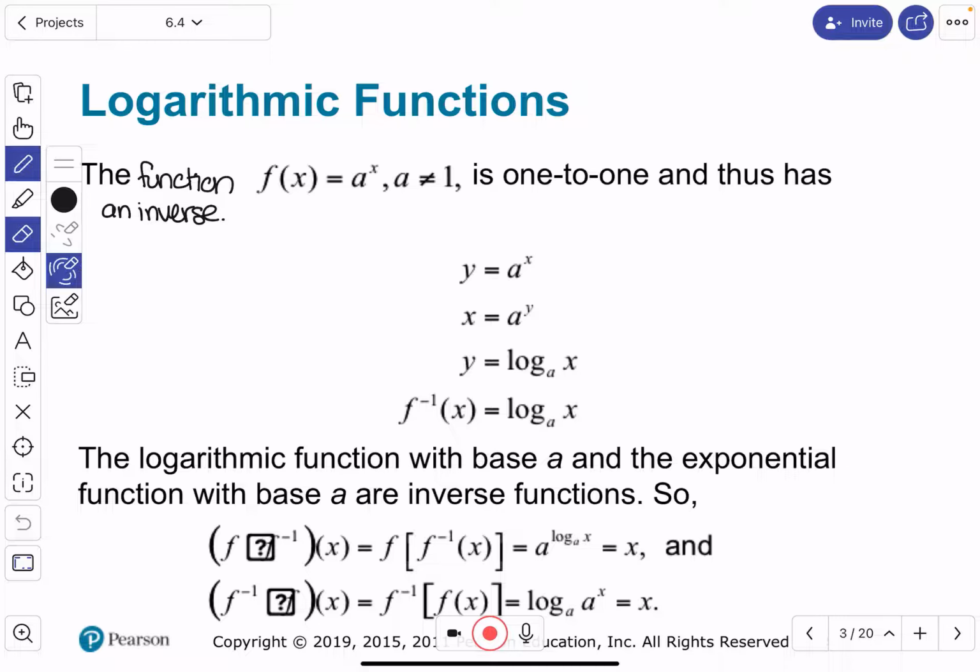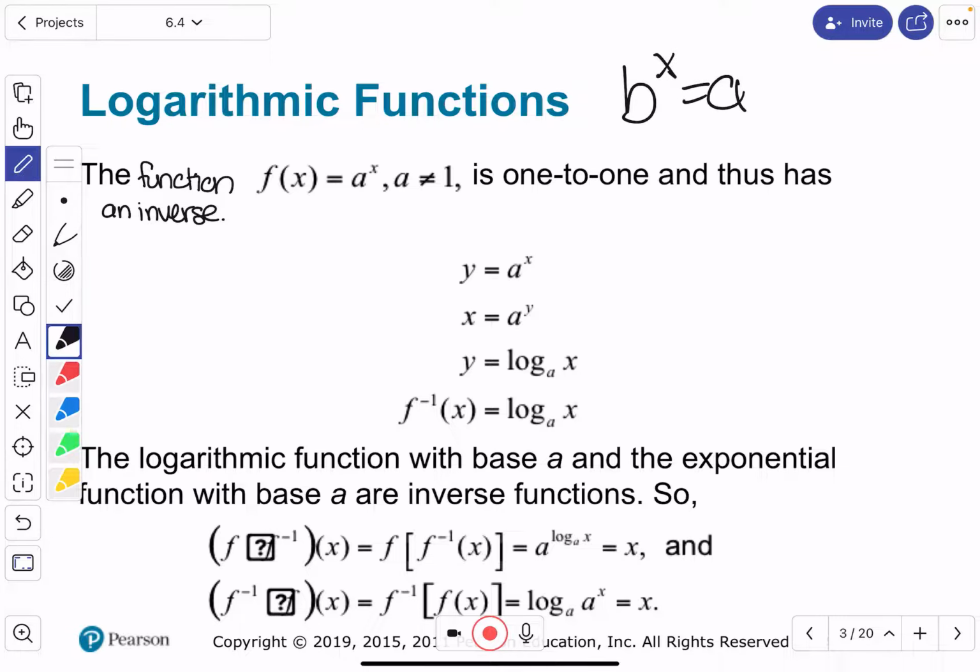I always remember it by going the base to the exponent gives you the answer. The reason I use base is because it's a lot easier to remember log of the base, and then the a and the x switch. So that's how I remember it. You can remember it with those letters, or with these letters. It doesn't matter. The big difference is that they're inverses.